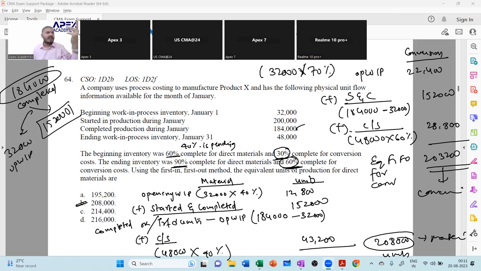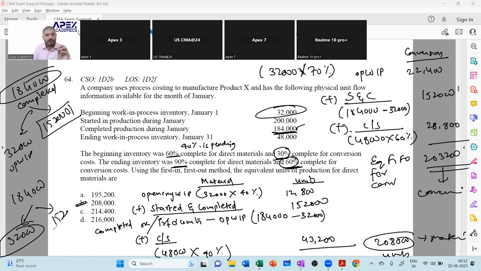Started production doesn't matter. Data is given to you that completed is 184. I don't care if this was 800,000. What have they given you? 184 is completed. How many did you complete? 184. Out of this, how many did you not start right now? 32,000. Why? They were pending from last period. So how many did you complete and start over here? 152. That is why 152 comes over here.